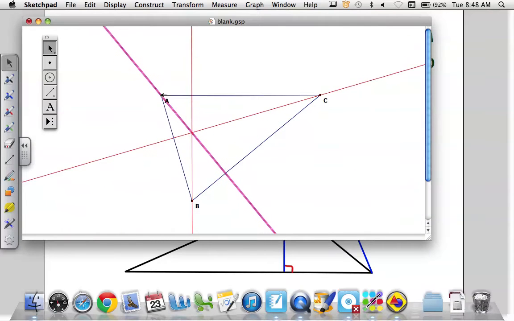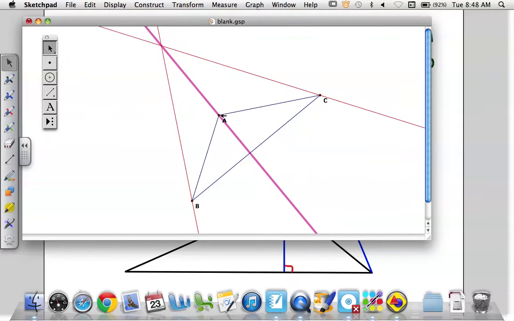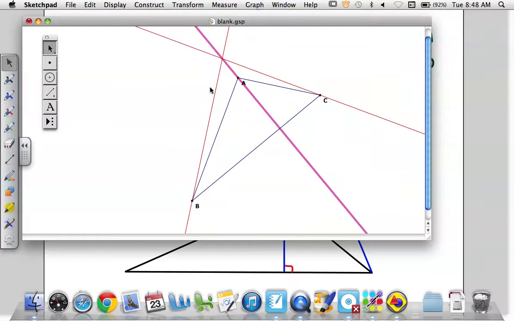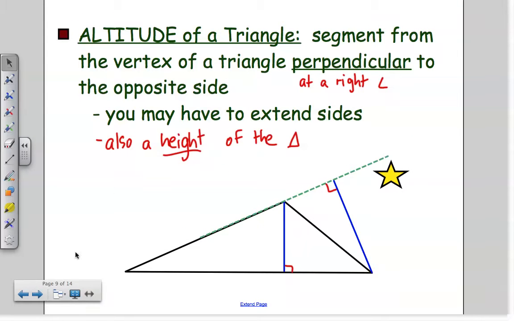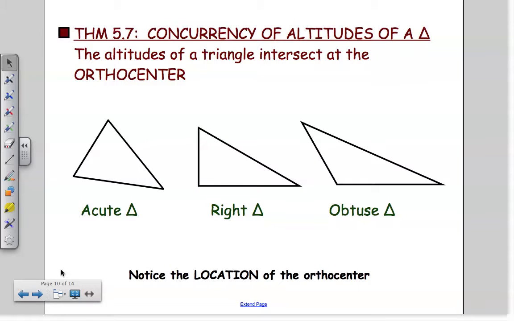And as I'm changing all these, you still notice these red lines are my altitudes. They meet at a right angle. But you're noticing that point, the point of concurrency here, can be outside the triangle. And we'll talk about that some more. So you're probably wondering, what is this point of concurrency called where these altitudes meet? It is called the orthocenter.